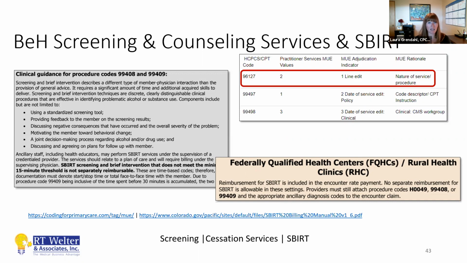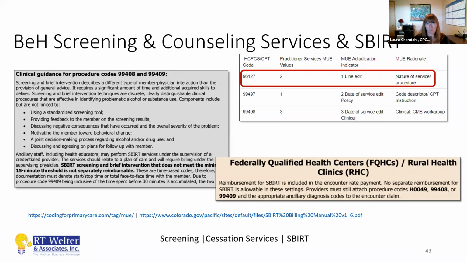CMS develops MUEs, or medically unlikely edits, to reduce the paid claim error rate for codes. An MUE for a HCPCS or CPT code is the maximum units of service that a provider would report under most circumstances for a single beneficiary on a single date of service. Not all HCPCS and CPT codes have MUEs, although CMS publishes most MUE values on its website. Other MUE values are confidential and are for CMS and CMS contractor use only.